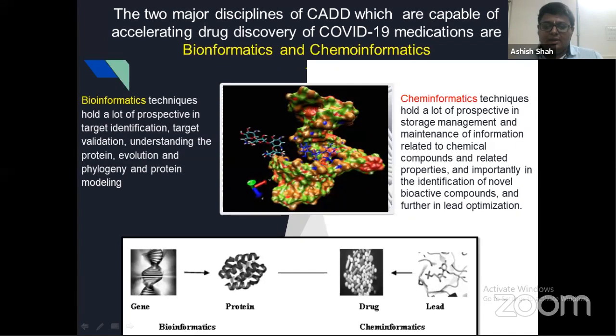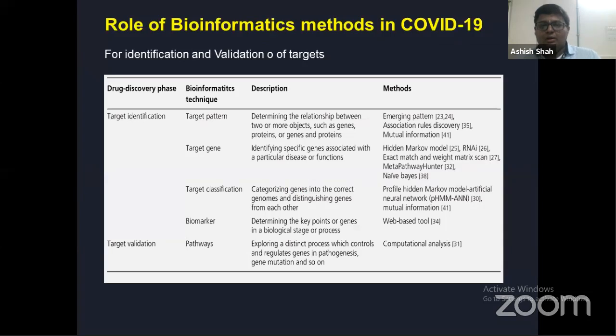Here you can see that these roles are parallel. You have to use both knowledge sets. You go for the gene or protein, which is bioinformatics, and this is your chemoinformatics. So both approaches are applied to discover a new medication for COVID-19. Now, how is the role of bioinformatics applied? As I have mentioned, I'm not going into detail, just superficially, it is useful for target identification and validation.